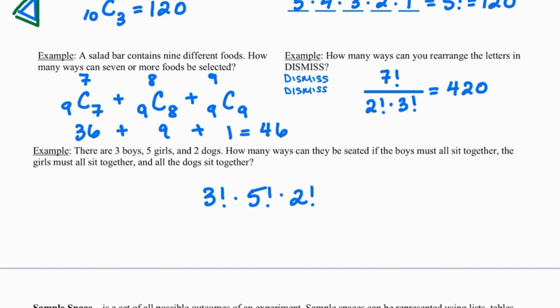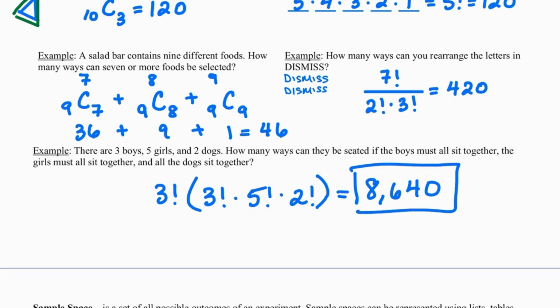However, the only thing it says is that they all must sit together. So you have to think, is it the same thing if I put girls, then boys, and dogs, or dogs, then boys and girls? No, that's different. How many different ways can you reorganize the groups? Well, there's 3 groups, so 3 factorial. So you put that all into the calculator, you get 8,640.